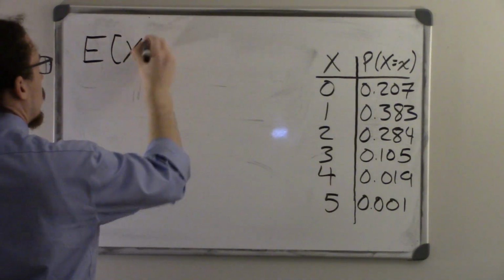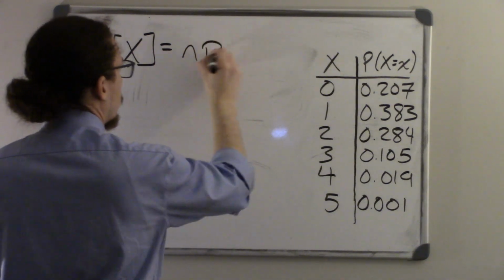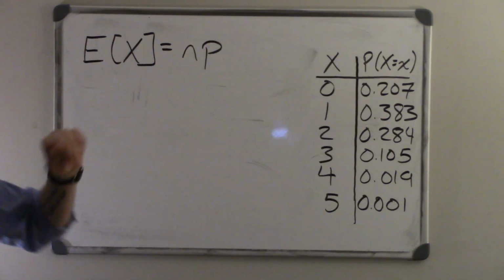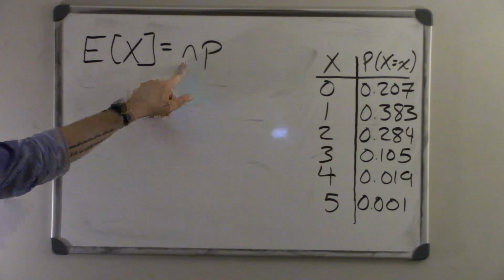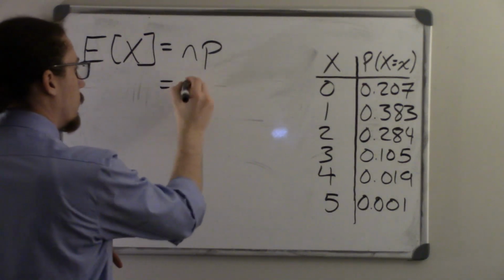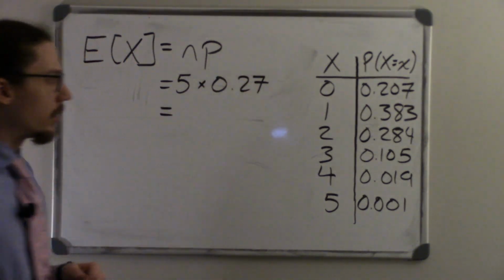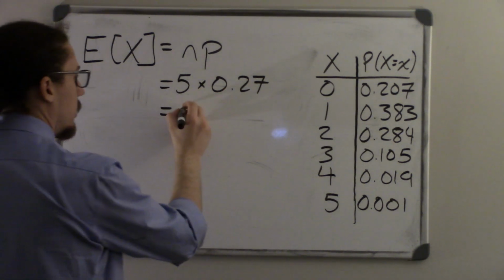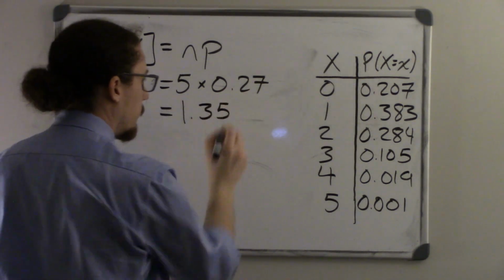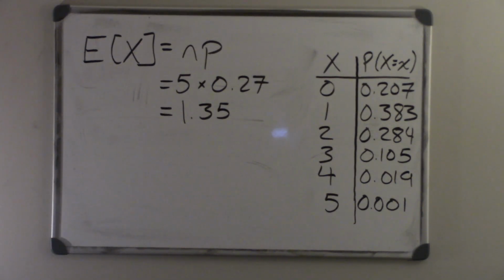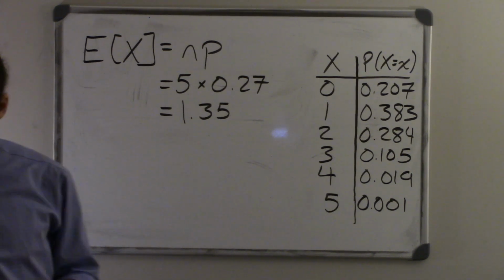All right, the next thing I want us to talk about is, let's quickly do an expected value problem. We know that for a binomial random variable, the expected value is equal to n times p. So for this, 5 times 0.27, and we're going to find that the value we get is 1.35. So that's just how we would do that, just an example of how we would do that.